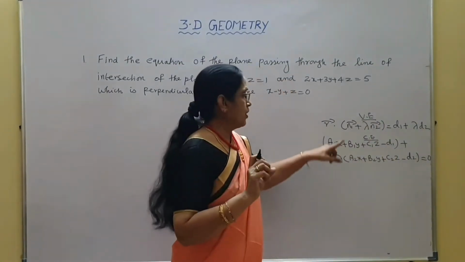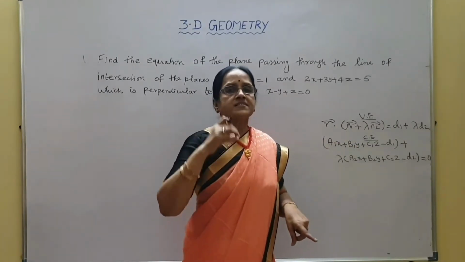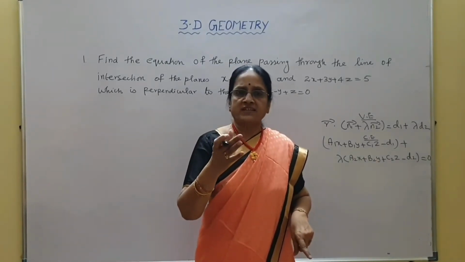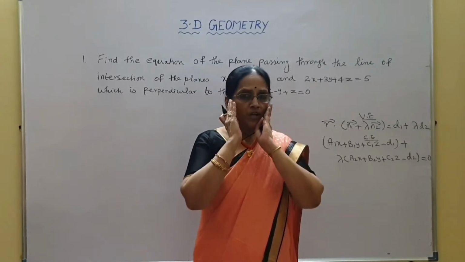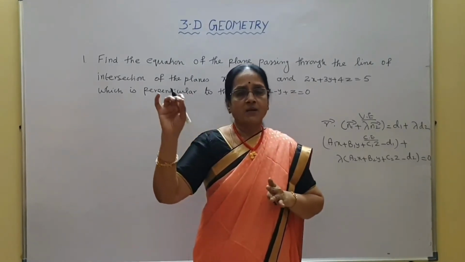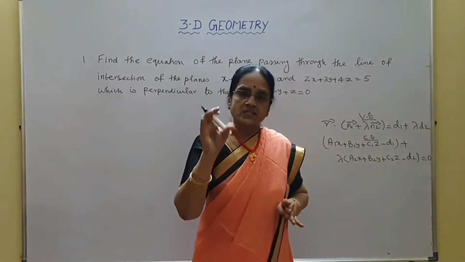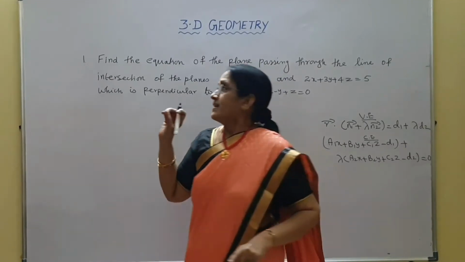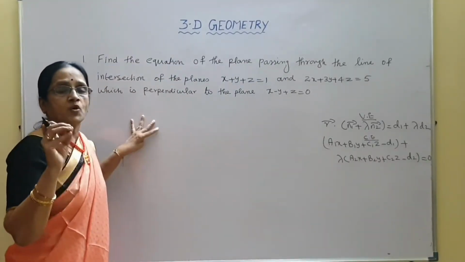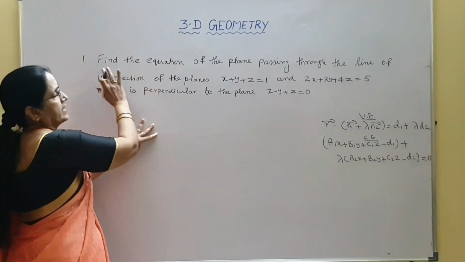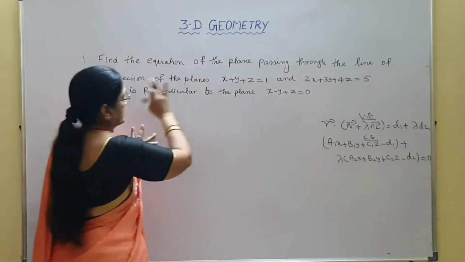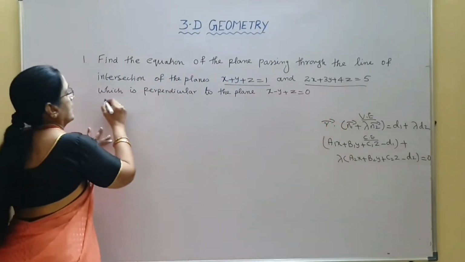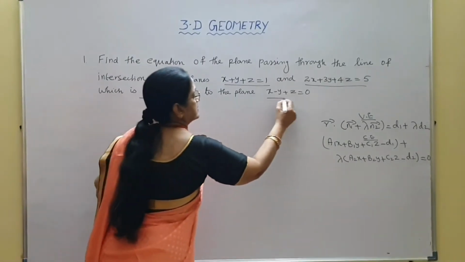To find out the value of lambda, I told you one additional condition will be given to you. In the 3 sums I worked out in my previous session, that additional condition was that the plane passes through a given point. So making use of that point, we found out the value of lambda. Whereas, if you see the first question, what I am going to do today: find the equation of the plane passing through the line of intersection of these 2 planes, which is perpendicular to the plane.